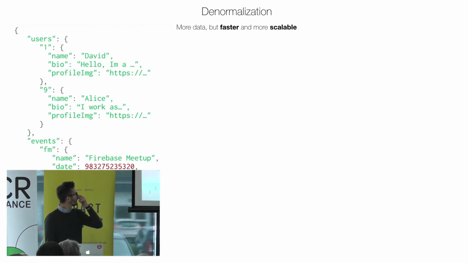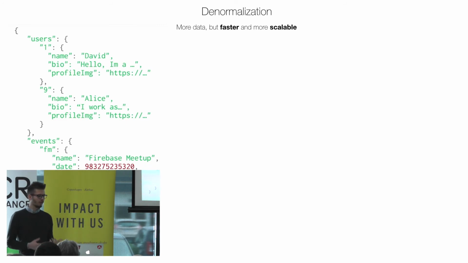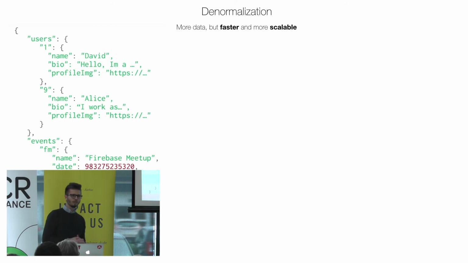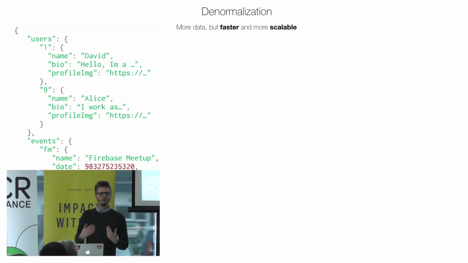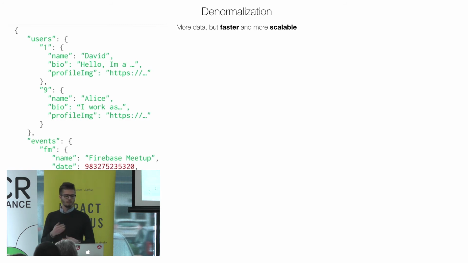Now when we're talking about a NoSQL database, we don't have tables and we don't have relations and foreign keys. So it's very important to denormalize your database. How many know about denormalization? Hands up. Okay, so about 50%. Well, the essential part about denormalization is that you want more data so you can make faster and more scalable queries.